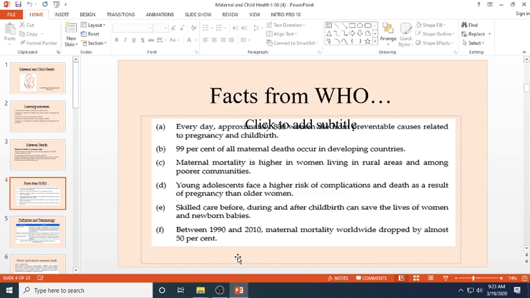Maternal mortality is higher in women living in rural areas and among poorer communities. Young adolescents face a higher risk of complications and death as a result of pregnancy than older women. Skilled care before, during, and after childbirth can save the lives of women and newborn babies. Between 1990 and 2010, maternal mortality worldwide dropped by almost 50%.